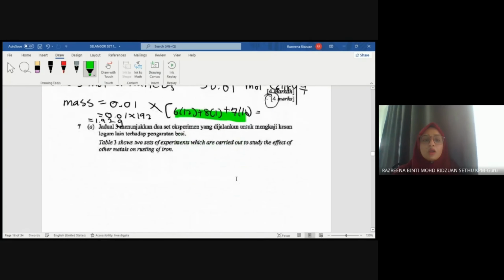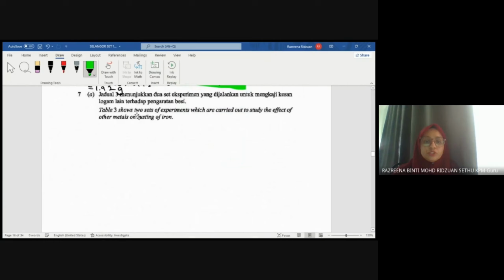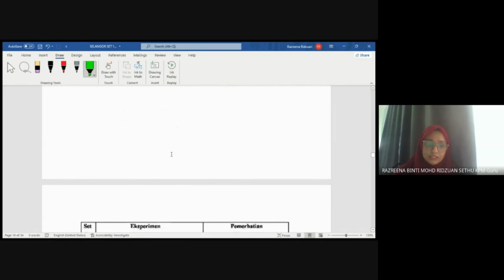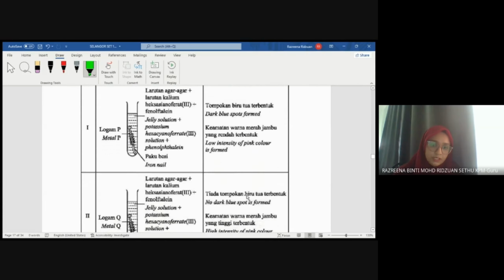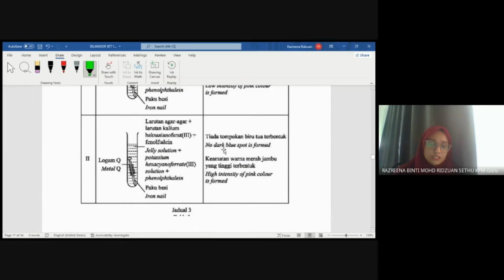Question 7. Table 3 shows 2 sets of experiments which are carried out to study the effect of other metals on rusting of iron. So you see set 1 here. They've given what is set 1: potassium hexacyanoferrate with agar solution. You can see dark blue spots here, and a low intensity of pink color is formed. Then set 2 is where you see no dark blue spot found here, and a high intensity of pink color is formed. So they give you this is metal P and this is metal Q.